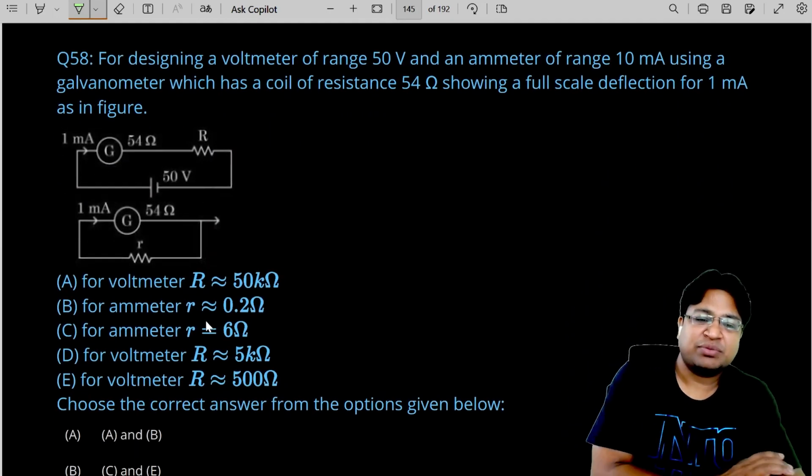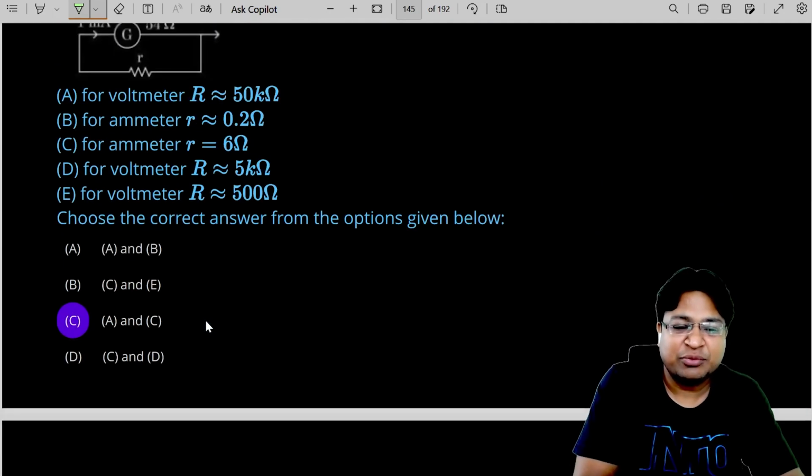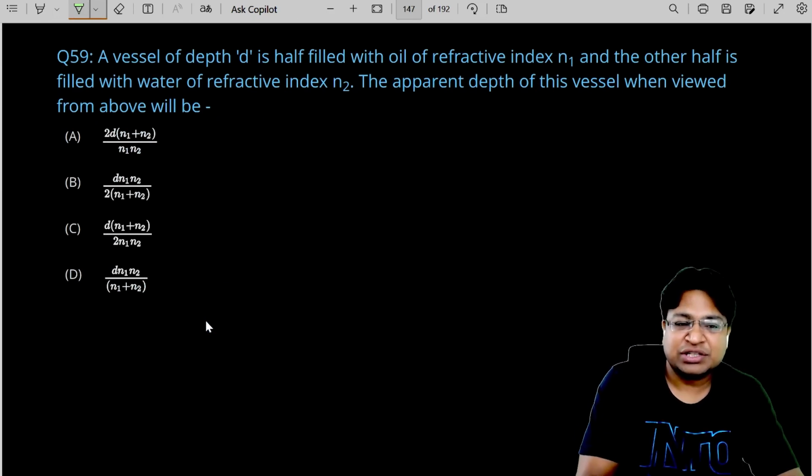Now we go to the next question. It says for designing a voltmeter. Oh, sorry, that's the same question. I was looking at the solution slide. Now we go to the next question. This is question number 9.